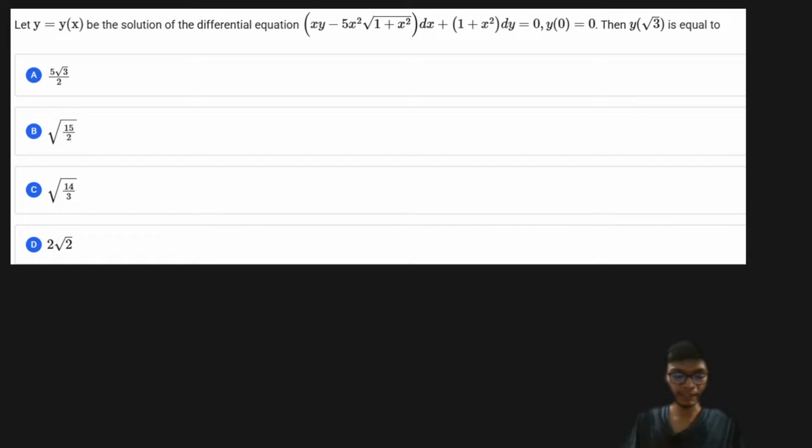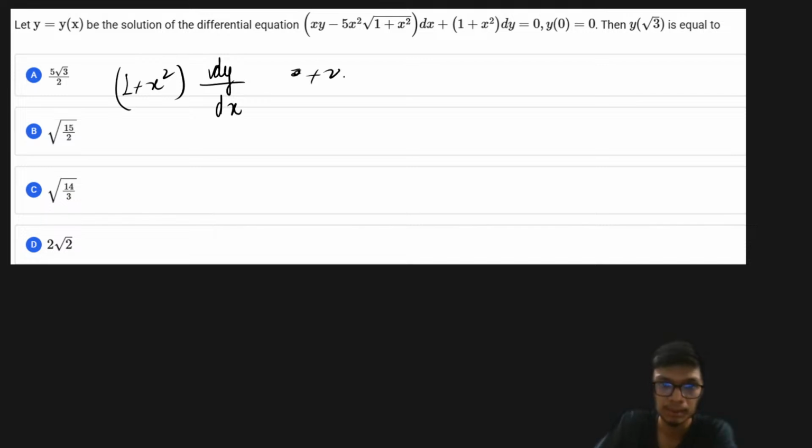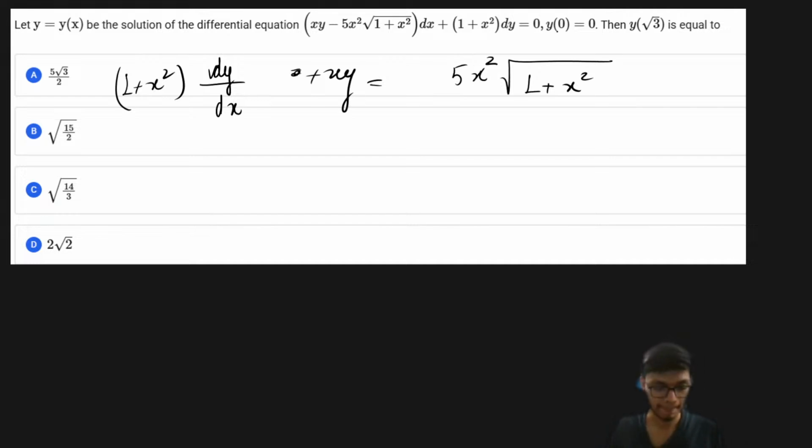Now we have the next problem, which is a very interesting problem. If you look at the differential equation, let me try to form the differential equation first of all. I'm trying to bring the dy and dx terms to one side. So it is basically (1 plus x squared) dy plus xy dx is equal to 5x squared into square root of 1 plus x squared.